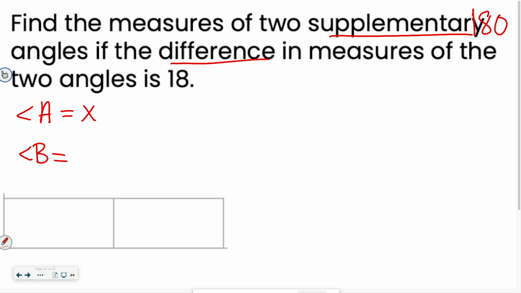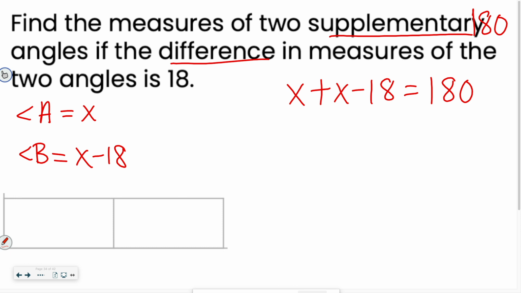And then it says the difference between my 2 angles is 18. How would I write that? What does difference mean? Subtraction. Subtraction, right? So I know that angle A is x, so x minus 18. Would that tell me the difference between those 2 angles is 18? Yeah. And then together, what do they add to? 180. So that's our equation: x plus x minus 18 equals 180. Now we just simplify.